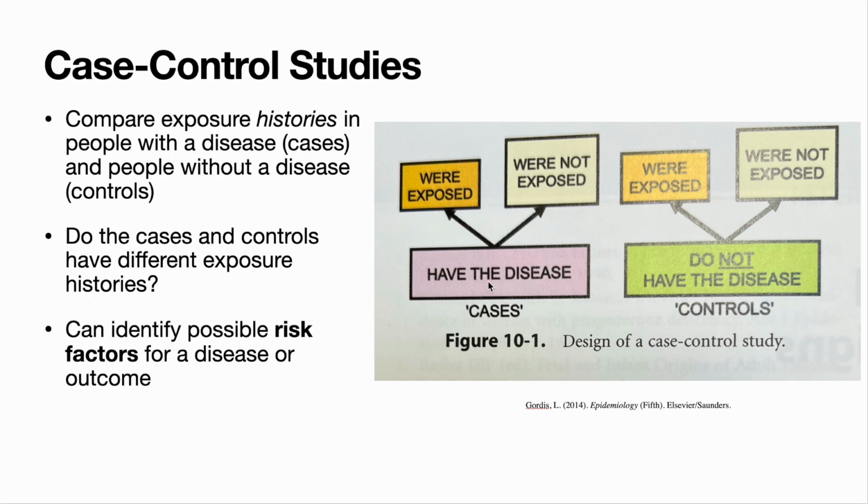You want to look back in time and see if the cases and the controls have different exposure histories. So you look back and you see how many were exposed, how many were not exposed. And then you compare that to the controls, how many were exposed and how many were not exposed. Case control studies can identify possible risk factors for a disease or an outcome.